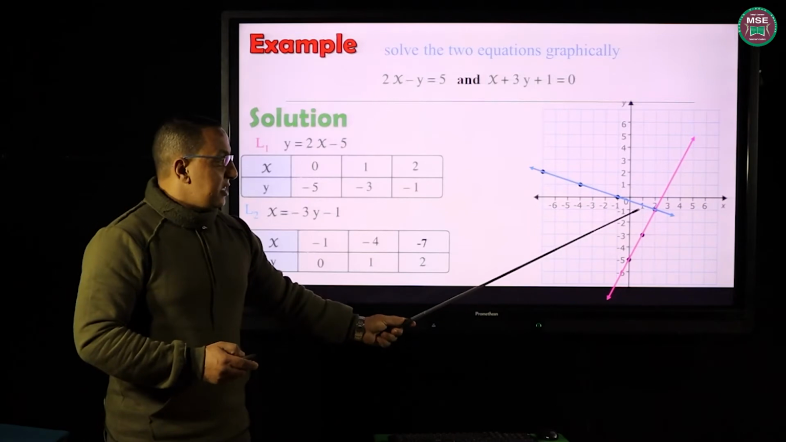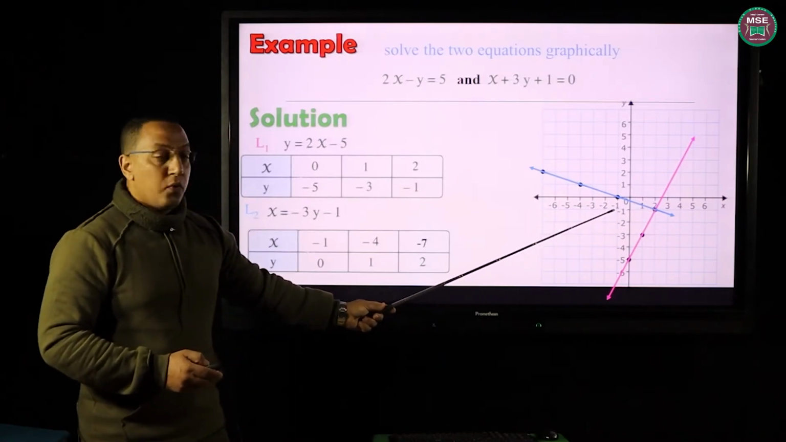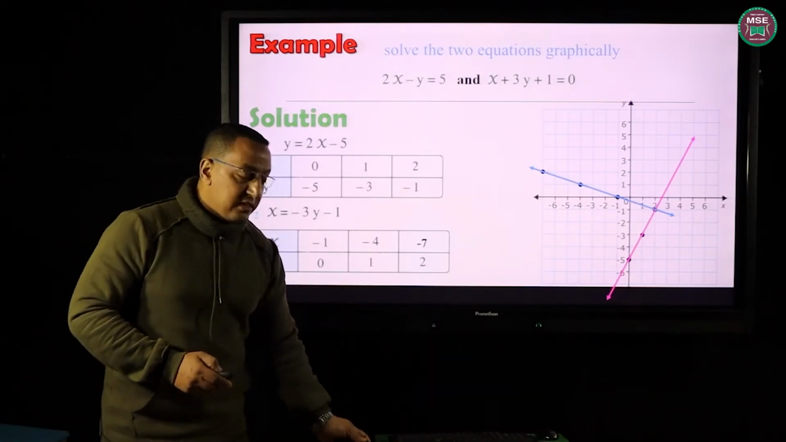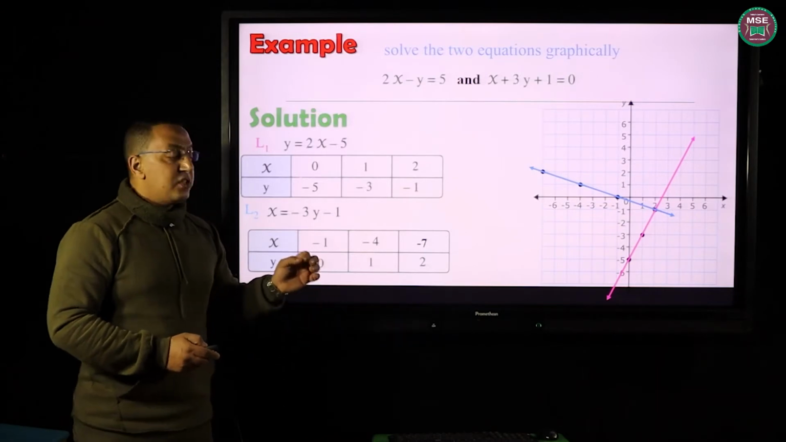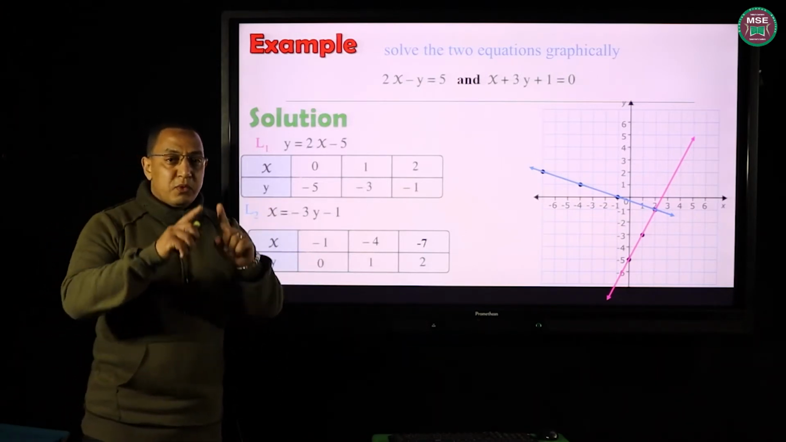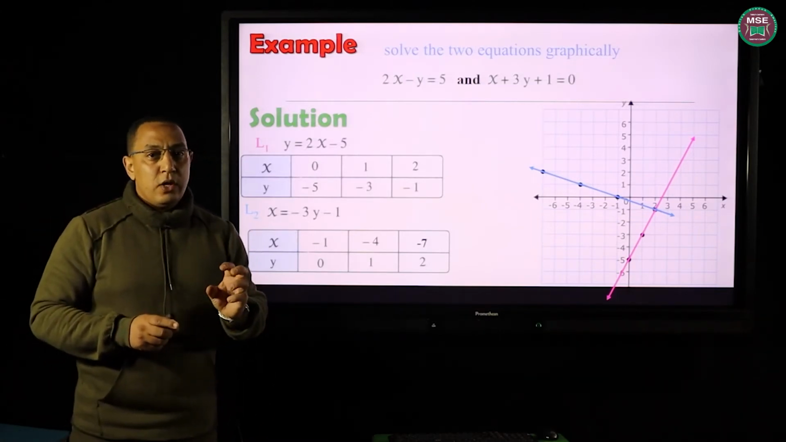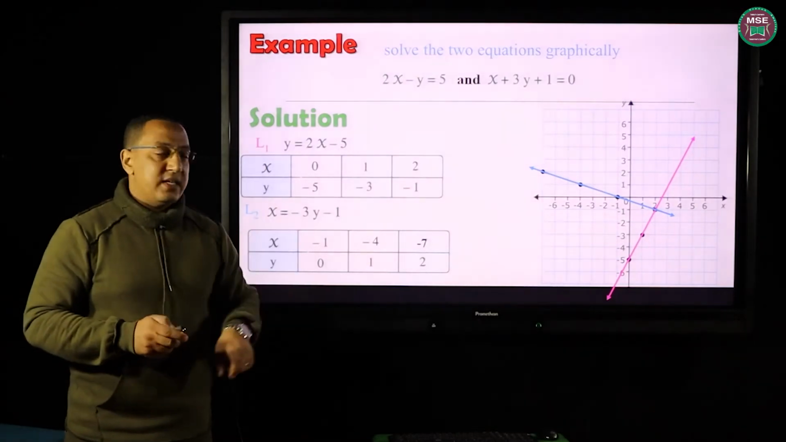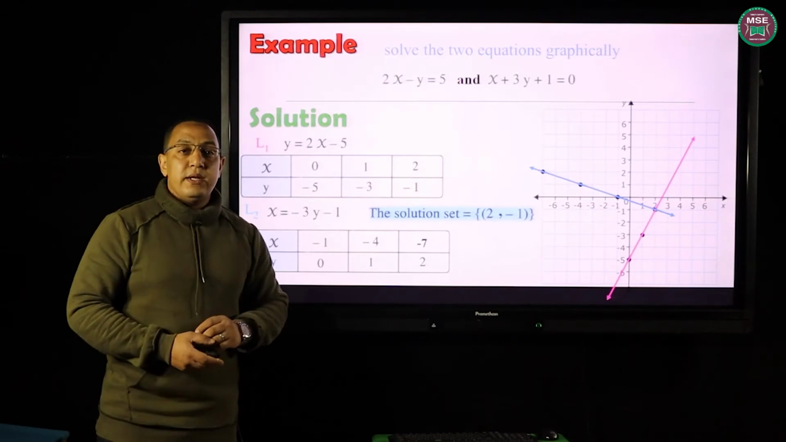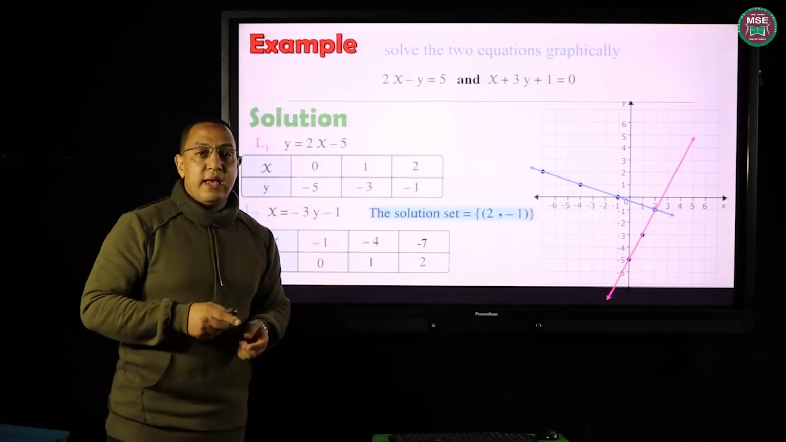Here, this point is opposite to 2 at x and opposite to negative 1 at y. So the intersection between the 2 straight lines is the solution set of the equations, which is 2 and negative 1. So I'm going to write 2 and negative 1 between brackets. And because this is a set, I'm going to put the brackets inside the set like this. Here, the solution set equals 2 and negative 1 between brackets, and the brackets inside the set.